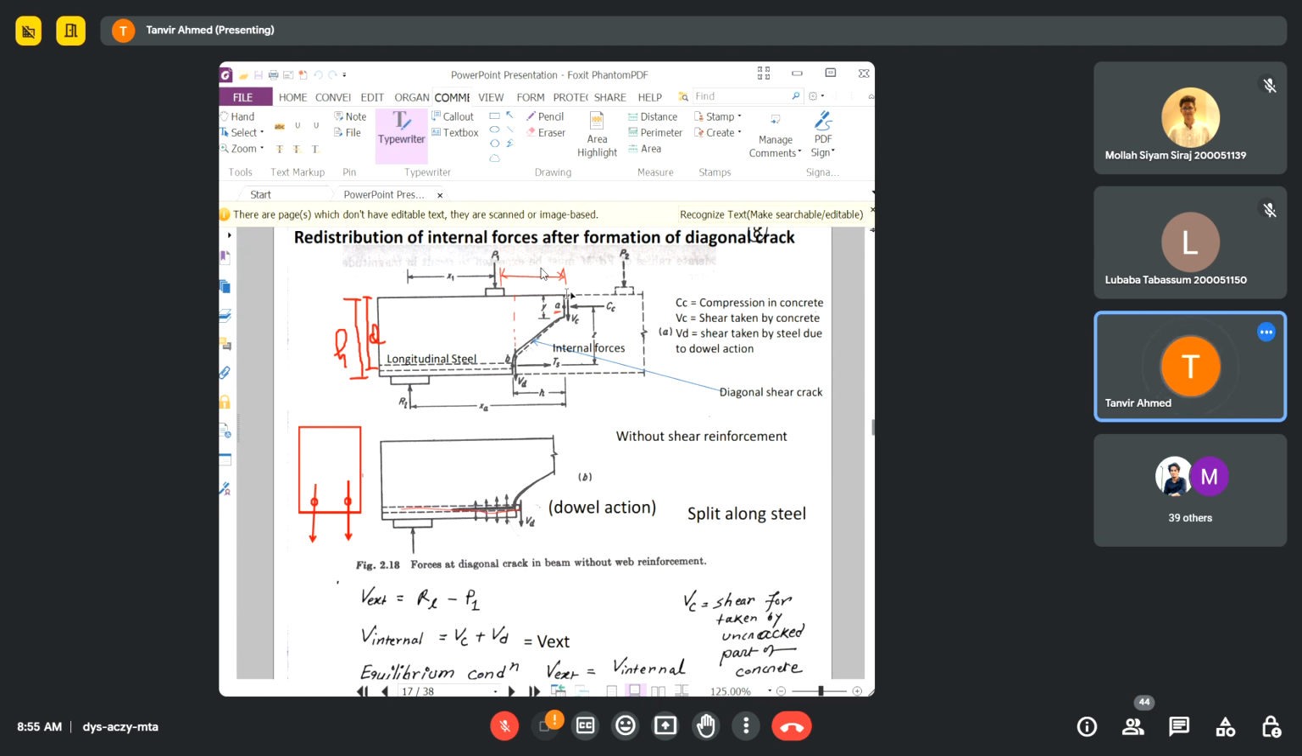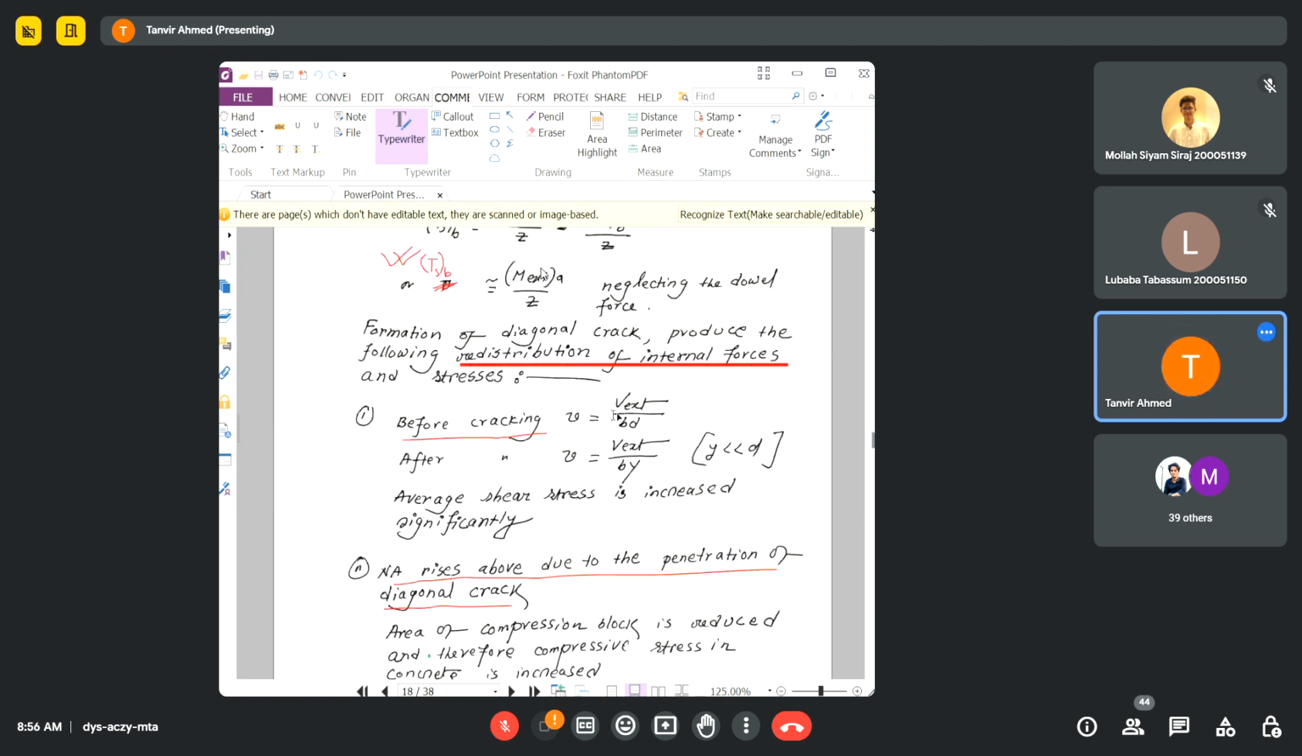But after cracking, you have only this much area effective. The area with a depth of Y, this much area is effective now. So after cracking, the shear stress in concrete will become V external divided by Y into B. Okay, instead of D, it will become Y into B. B is the width of the beam, and Y is the effective depth of the compression block, or the depth available for the compression block.